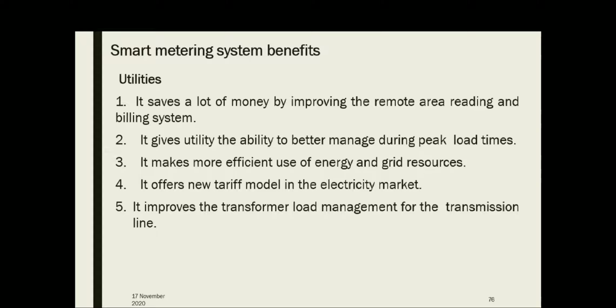It offers a new tariff model in the electricity market, because you can introduce real-time or dynamic pricing, as this device is continuously monitoring the energy consumption. So you can provide a dynamic pricing tariff to customers, so that they can shift their energy demand from a peak period to an off-peak period. It improves transformer load management for the transmission line, etc.